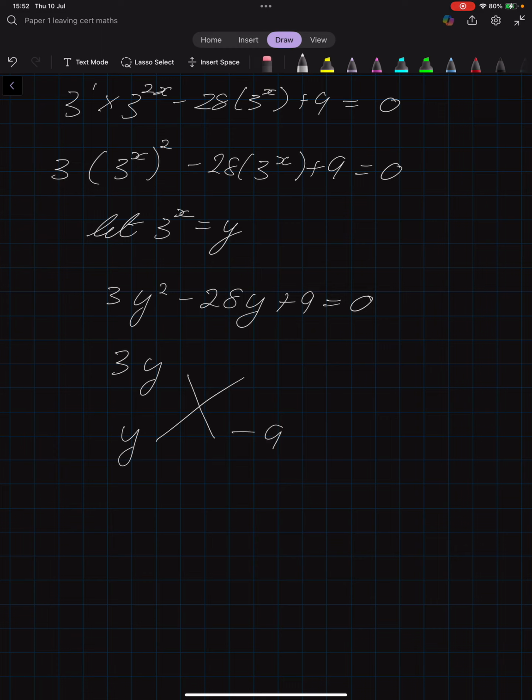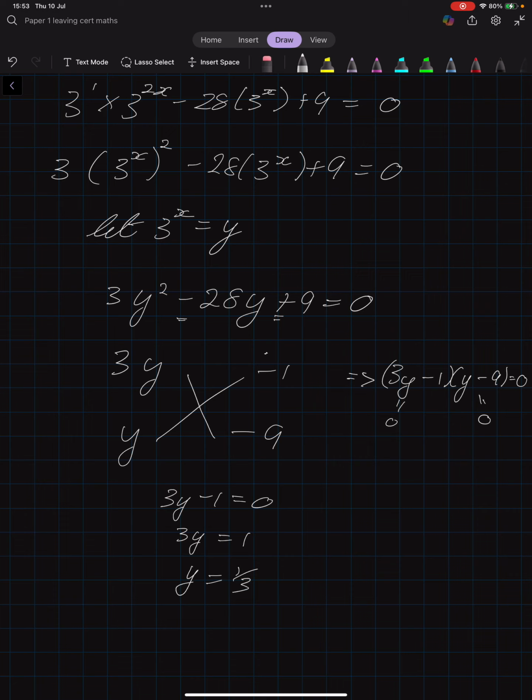The minus 9 is down here and the minus 1 is up here. So remember, if this is plus, the signs of these two things are the same. This is negative, which means both of them have to be negative. Okay, just in case you're wondering how I got this. So this means it's 3y minus 1, y minus 9 equals 0. And therefore, either this equals 0 or that does. So if 3y minus 1 equals 0, then 3y equals 1, so y equals a third. Or we can have that y minus 9 equals 0, and therefore y equals 9.